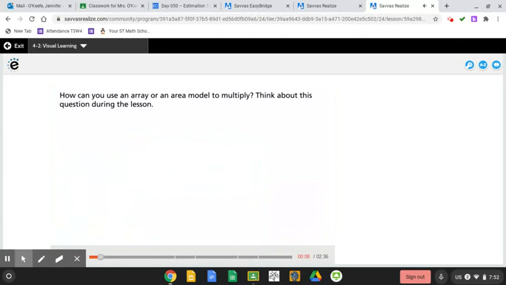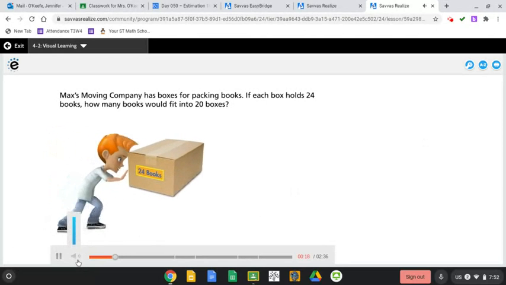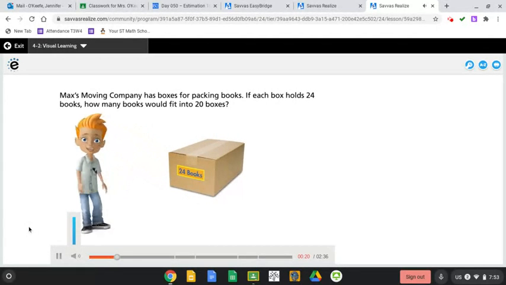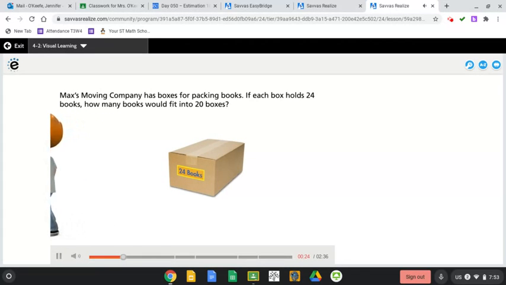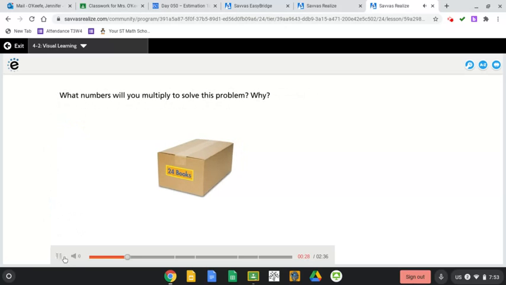How can you use an array or an area model to multiply? Think about this question during the lesson. Max's Moving Company has boxes for packing books. If each box holds 24 books, how many books would fit into 20 boxes? What numbers will you multiply to solve this problem?